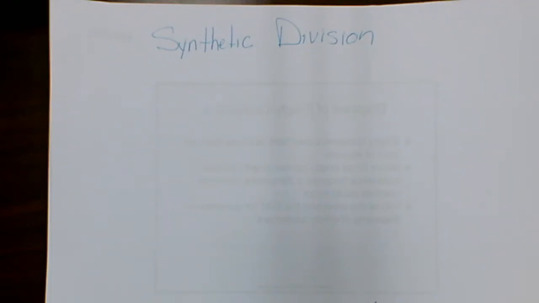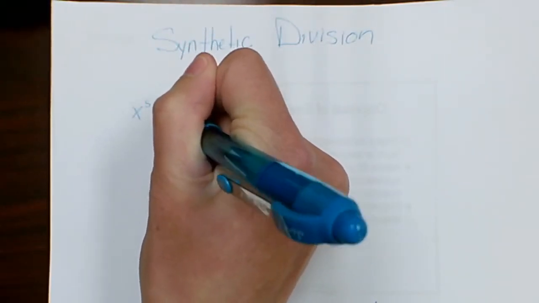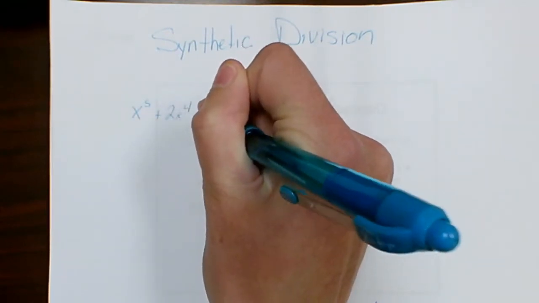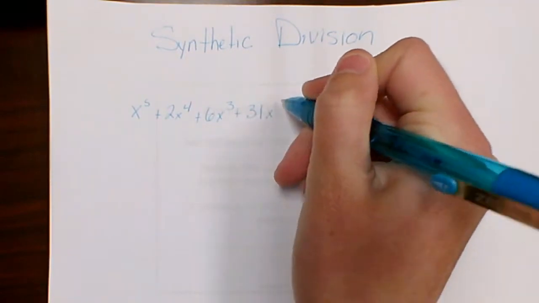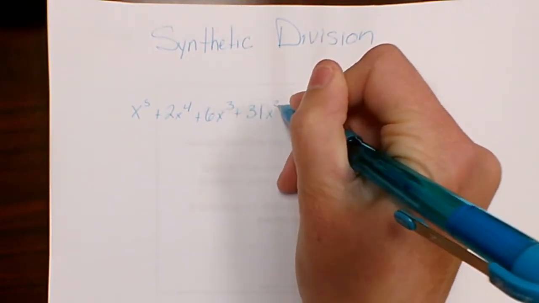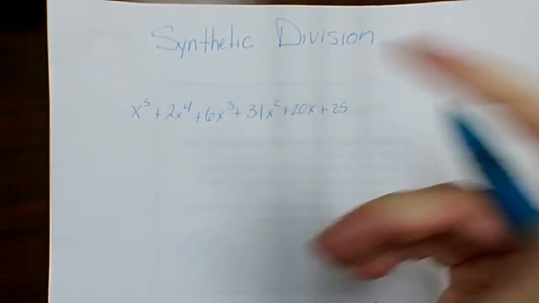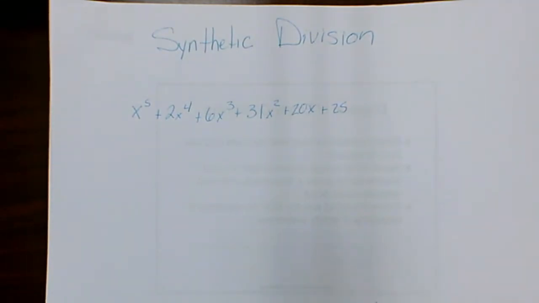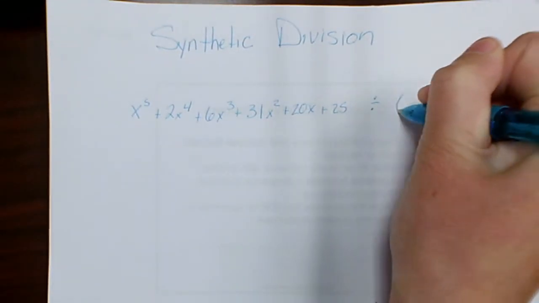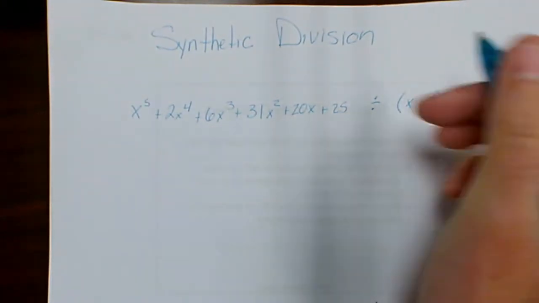We'll talk about how to synthetic divide. Now, typically we would have a polynomial that has many terms in it, and we want to know what x is. So to synthetic divide, let's say we are going to divide by this x plus 3.